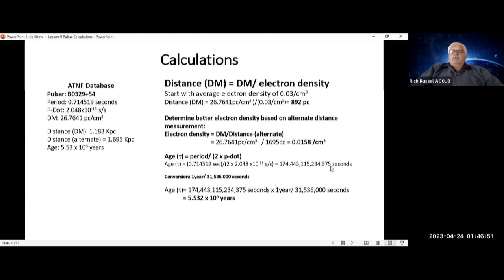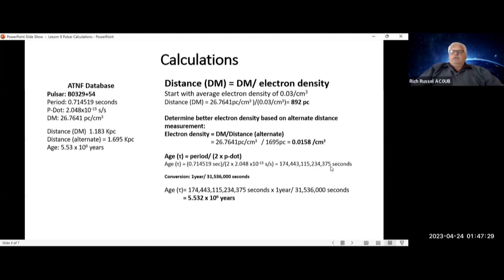Now we're going to put DM in front of this because there are other ways to measure pulsars like parallax and various other things. And we'll use that as an alternate distance if it's in the database. Next, we're going to determine what a better electron density is. Because as you can see, in the ATNF database, the alternate distance is 1695 parsecs, which is almost twice the distance of what we just calculated using our average electron density.